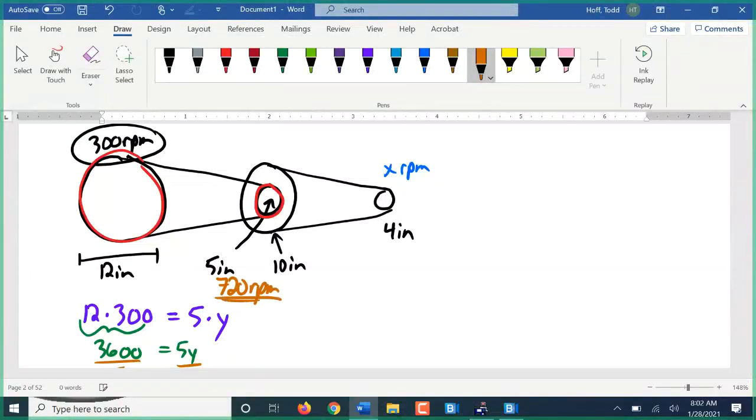Now here's the place that a lot of students mess up. A lot of people mess this up, not just students. How big is, or how fast is this pulley turning, the 10-inch?